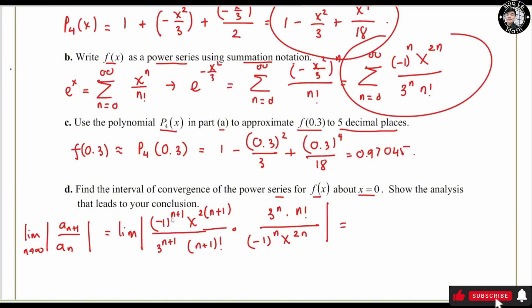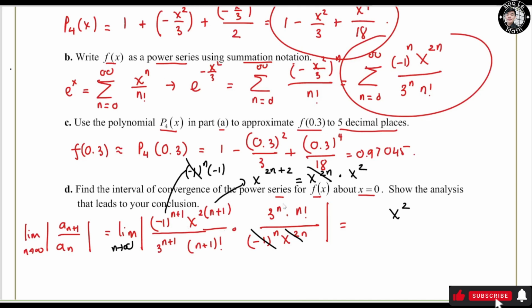Negative 1 raised to the n plus 1 can be written as negative 1 raised to the n times negative 1, right? This guy cancels out, so you have negative 1 left. When you take absolute value, it's going to be positive, so I don't need to worry about this one much. Now s raised to the 2 times n plus 1 becomes s raised to the 2n plus 2. It could be s raised to the 2n times s squared, so this guy cancels out. We have s squared left.